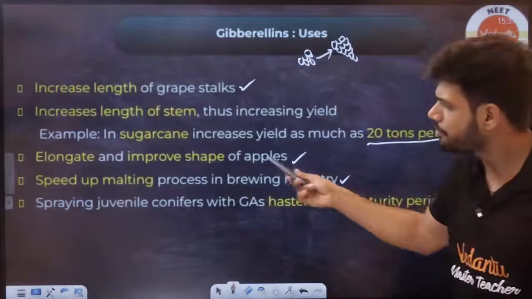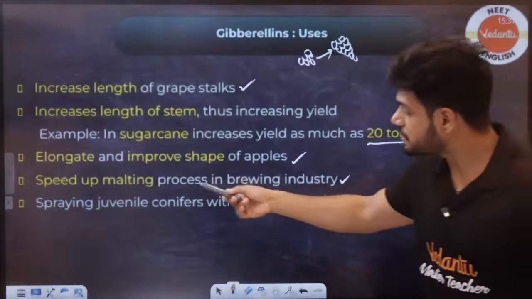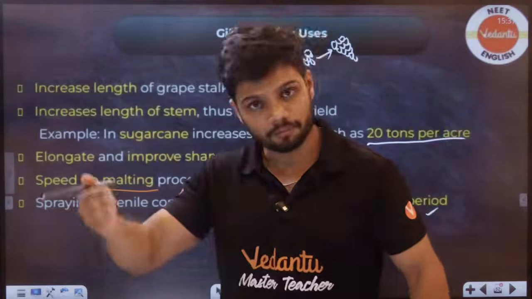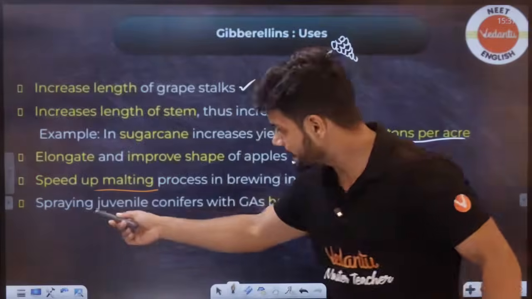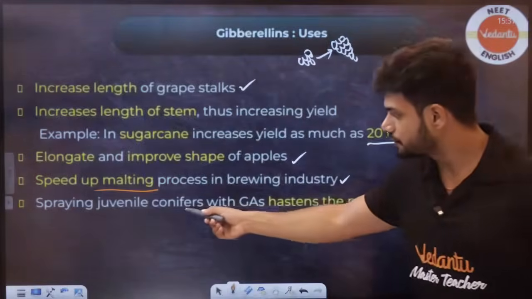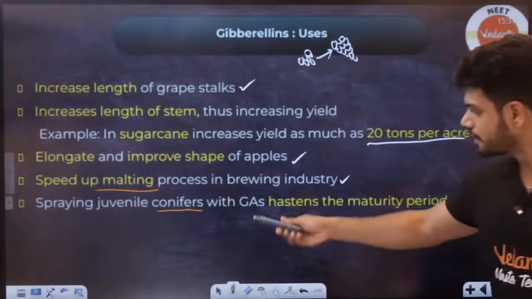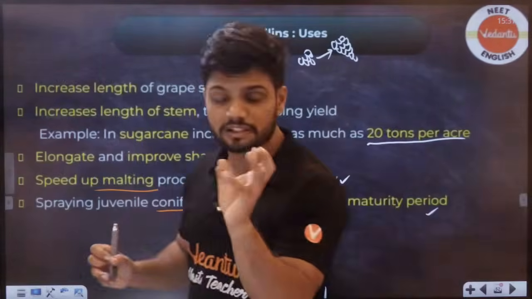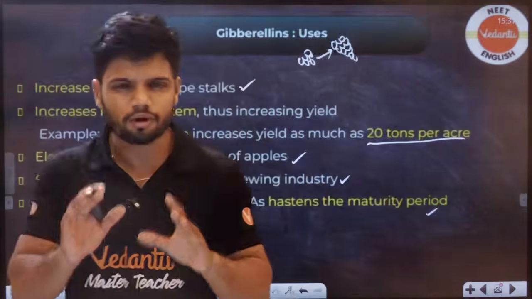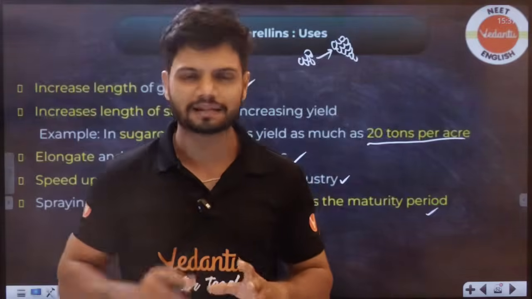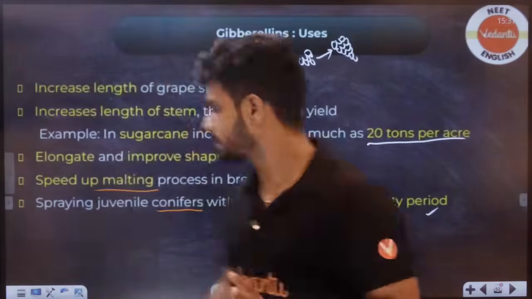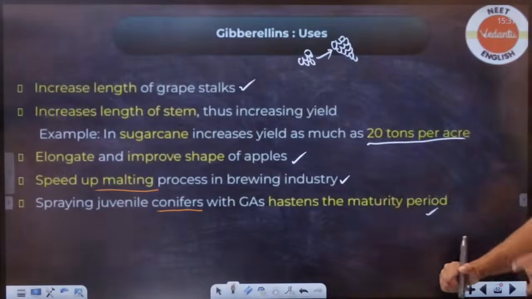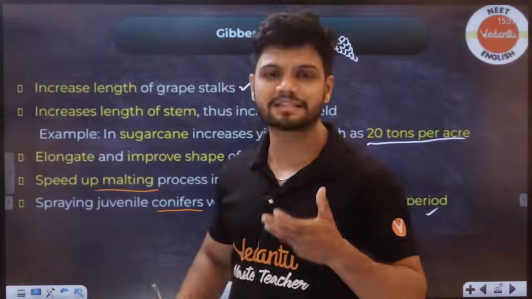Elongate and improve the shape of apple. Speeding up the malting process in the brewing industry. What is malting process? The fermentation process. It will make it quicker. Spraying juvenile conifers, conifers are your gymnosperms, right? With gibberellic acid hastens the maturity period. So these conifers will mature quickly. So all of these are the different properties of gibberellic acid. The most important are these, and then we have these properties also. So you need to remember what gibberellic acid does.